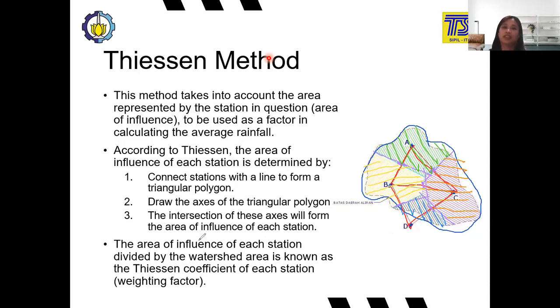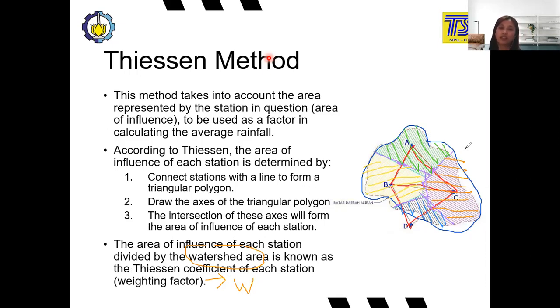Yep. And the area of influence of each station divided by the watershed area. Here, watershed area is the total area, is known as the Thiessen coefficient of each station, which means the weighting factor, usually used as W in the next equation. So I hope it can be understood correctly.